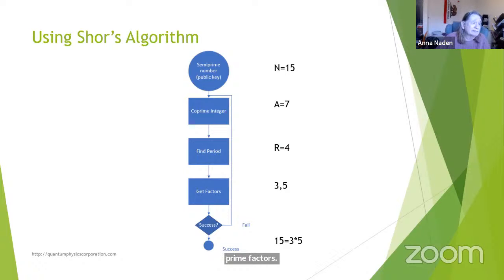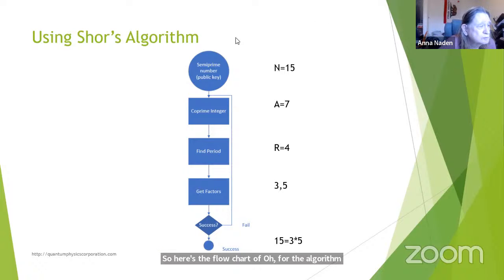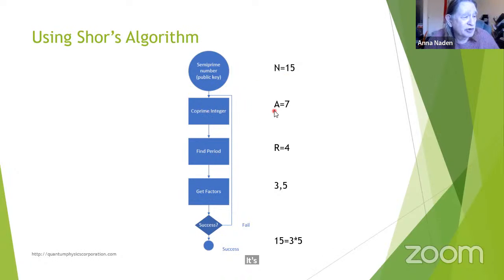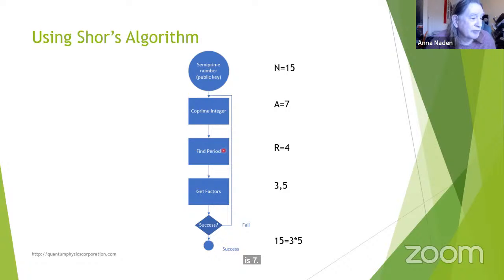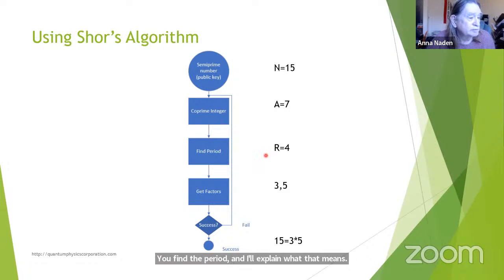So here's a flow chart of Shor's algorithm. This is what you get from the public key, a semi-prime number. In our example, it's 15. You pick an integer at random that has no divisors in common with the public key. In other words, a co-prime integer. And the example we're going to deal with today is 7. You find the period, and I'll explain what that means, but we're going to get 4. And from the period, you get the factors, 3 and 5.